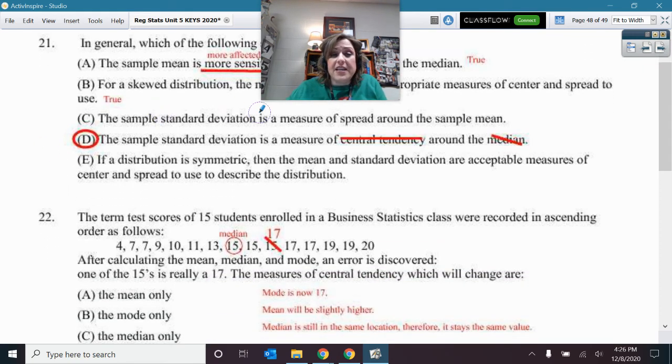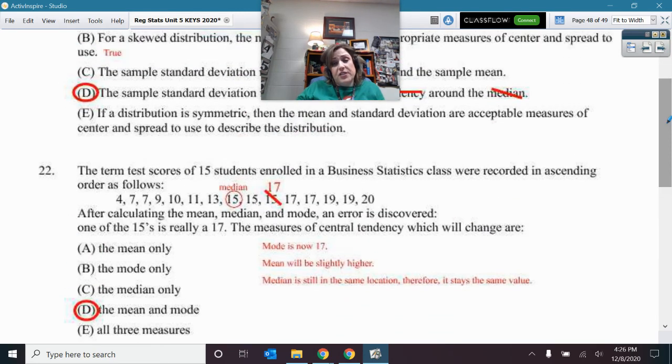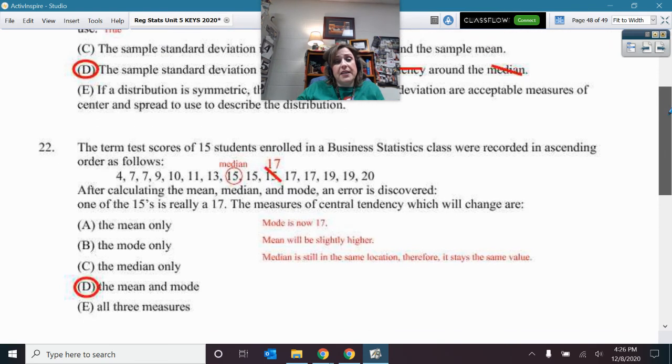The sample standard deviation is a measure of spread around the sample mean. Yep. On average, how far is everything from the sample mean? The sample standard deviation is a measure of central tendency. That's saying like where the center is located. And that's not true. Standard deviation is a measure of spread. If the distribution is symmetric, then the mean and standard deviation are acceptable measures. Yes, symmetry, use standard deviation and mean.